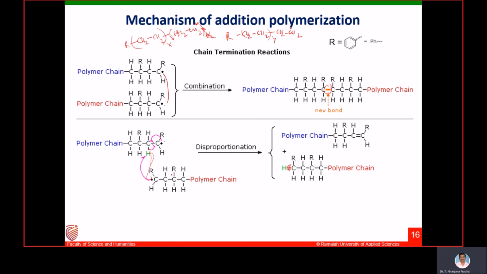Similar to this, there is one more mechanism, called the chain transfer mechanism. Termination by chain transfer. What exactly they do in this chain transfer is, suppose you just imagine instead of this, there is an impurity molecule or a solvent molecule present in the reactor. This H from here attacks this and it will form this kind of chain. So that is the chain termination by chain transfer. That is also possible. These are three ways of stopping polymerization.